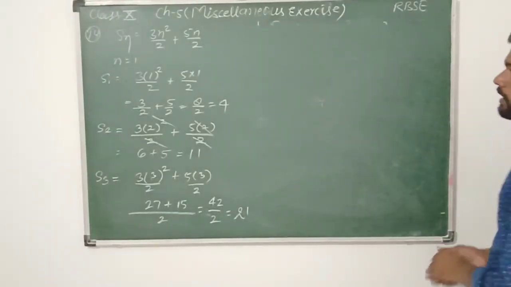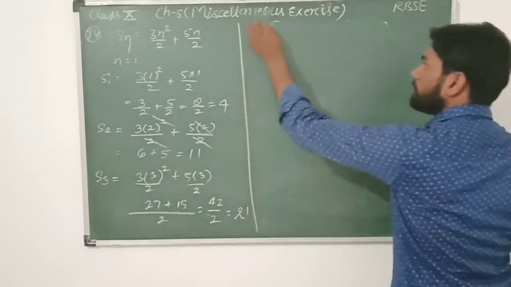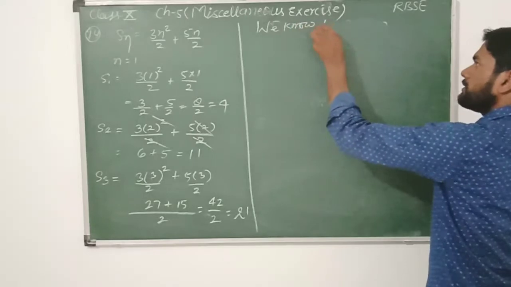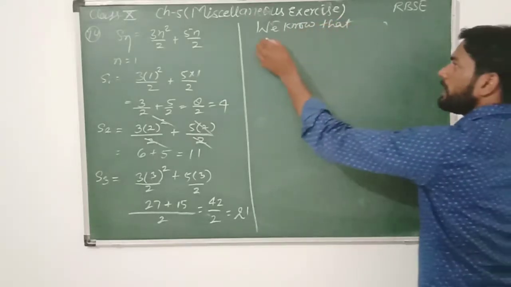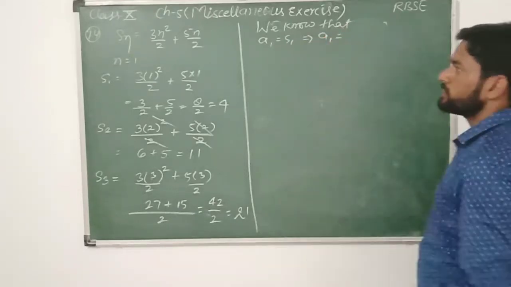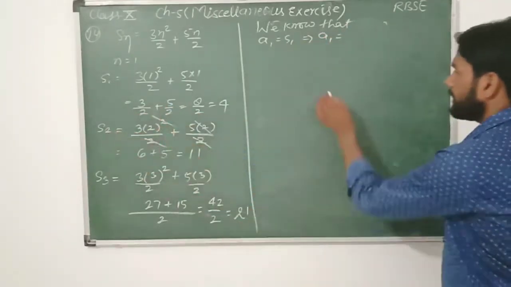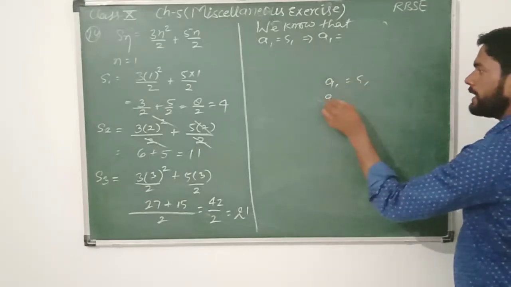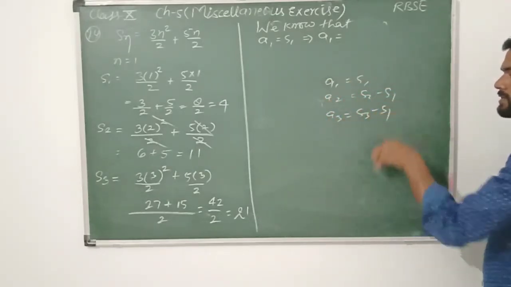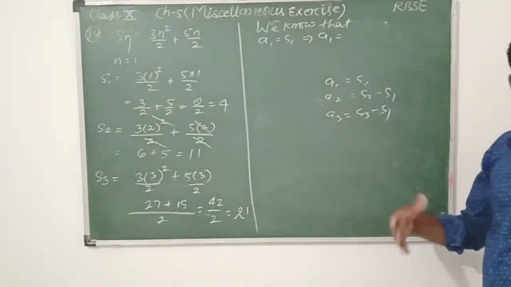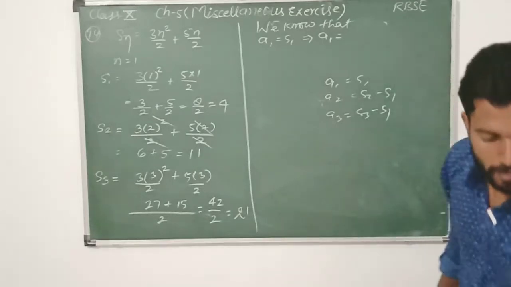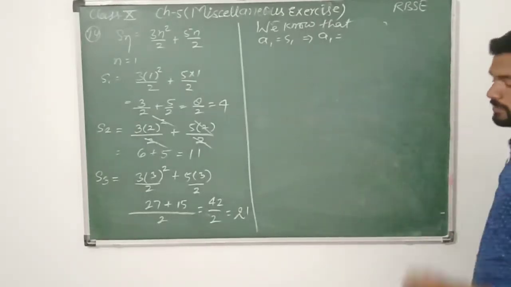Now, we know very well that a1 is equal to S1. I have already told you, a1 is equal to S1, a2 is equal to S2 minus S1, a3 is equal to S3 minus S2. I have already told you this in the last exercise, exercise 5.3, with brief knowledge.